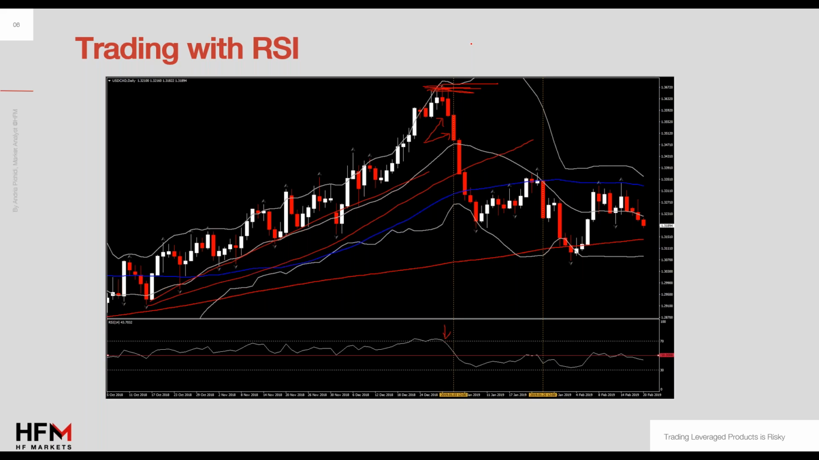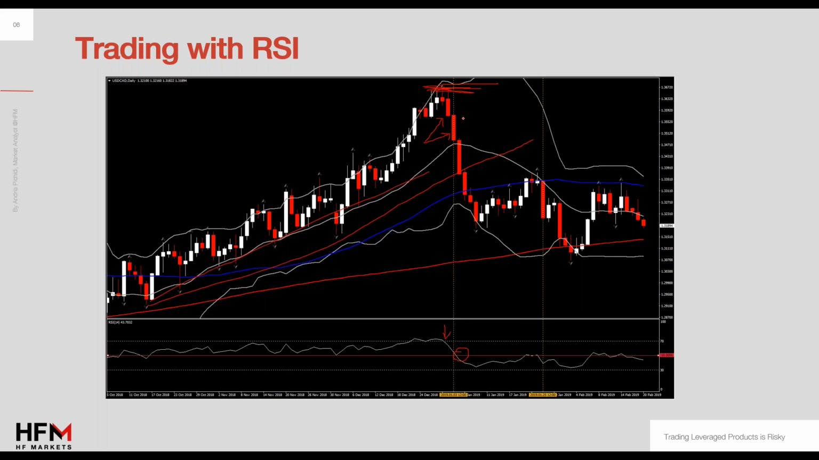So it's a good time to enter the trade, to identify an entry level, as soon as we see the RSI crossing below 50. Okay, so that was a possible short entry for that particular asset.